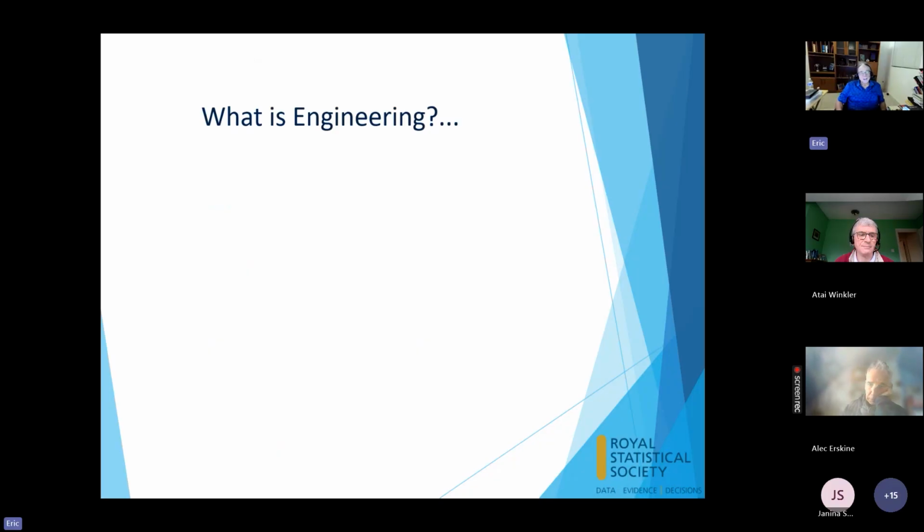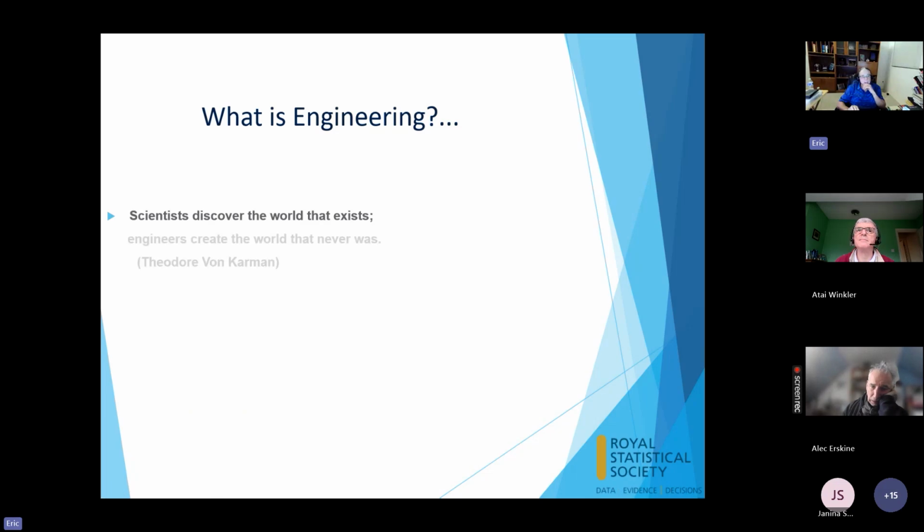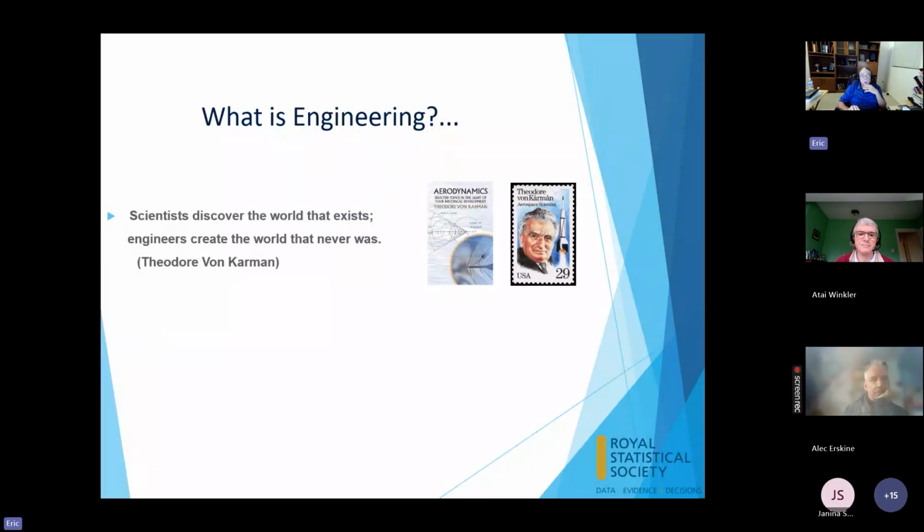So first off, since we're combining statistics with engineering in statistical engineering, let me start with a little bit about engineering, and I'm going to use a few quotes that are a little bit more uplifting. So the first uplifting quote I'm going to use is this one right here. Scientists discovered the world that exists. Engineers create the world that never was. That's from Theodore von Karman, an aerospace scientist. And we have a postage stamp in the United States honoring his contributions to the world of aerospace science.